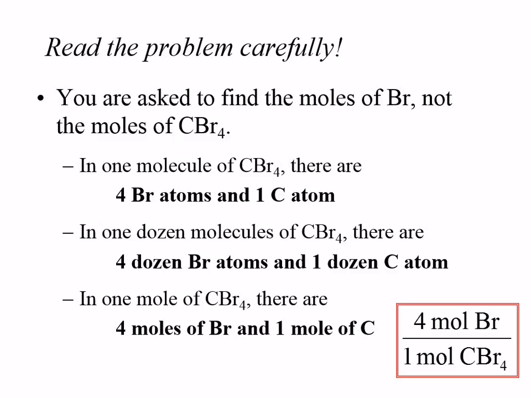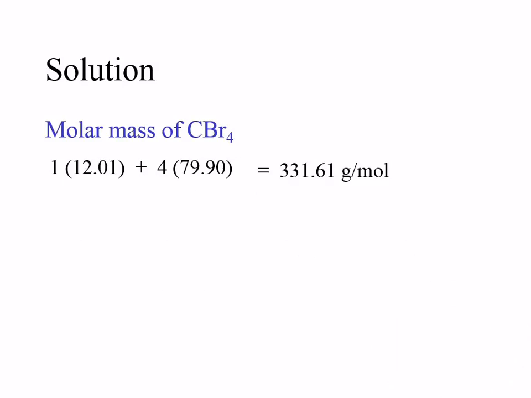That actually leads us to this relationship with regard to moles of bromine atoms, because that's what we're after, versus moles of CBr4, the whole enchilada, the whole molecule. So we have 4 moles of Br for every 1 mole of CBr4. And we're going to use that as a conversion factor. I'll show you where that fits in.